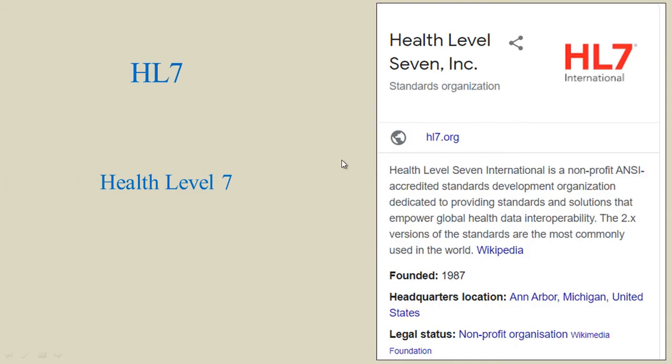HL7, Health Level 7. Health Level 7 International is a non-profit, ANSI-accredited standards development organization dedicated to providing standard solutions that empower global health data interoperability. The 2.x versions of the standards are the most commonly used in the world.